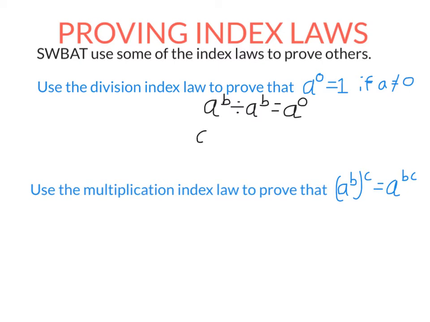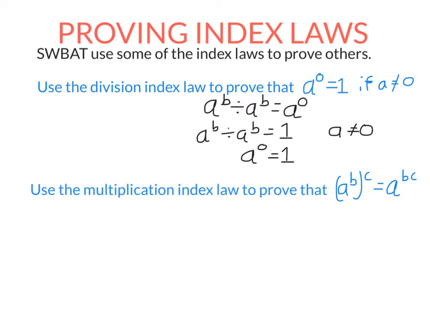But we also know that anything divided by itself is 1 as long as the thing is not 0. So 0 divided by 0 is undefined. Anything else divided by itself is 1. So as long as A does not equal 0, we're dividing a non-zero number by itself, we would get 1. So the only way both of these statements can be true at the same time is if A to the power of 0 is equal to 1.